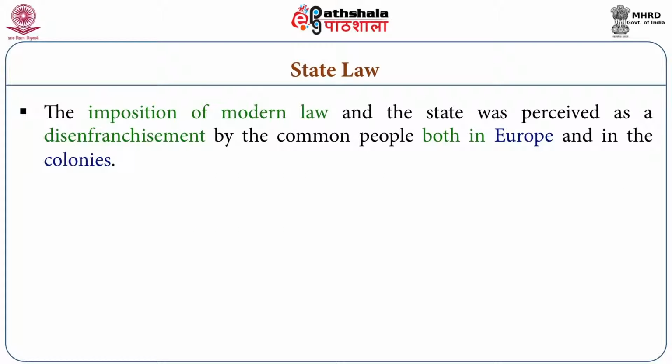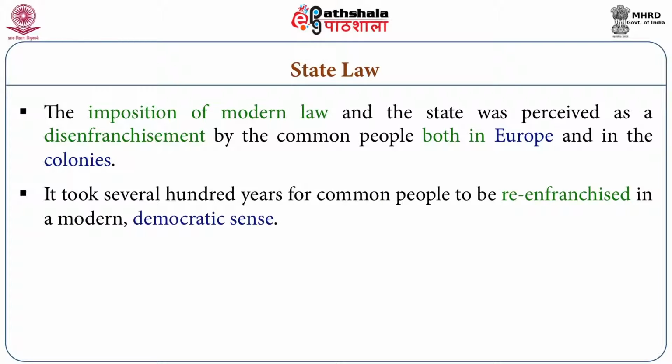So this imposition of modern law and the state as an absolute state was perceived as a disenfranchisement by the common people, not only abroad through the colonies, but in Europe itself. It took several hundred years for common people to be re-enfranchised into the new organization of the modern democratic state.